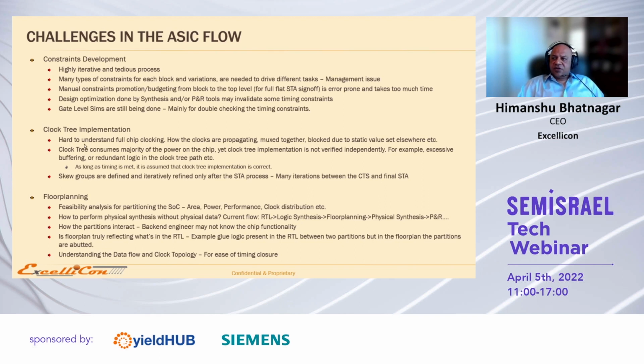Okay, now let's go into the clock tree implementation. In the clock tree implementation, clocks are the heart of your chip, and with complex chips, it's very hard to understand the chip clocking. Generally, as an SOC designer, you draw it out on a piece of paper or use Microsoft Visio or something to draw the clocking diagram. And then you understand how the clocks are propagating, how they're muxed together, whether they're blocked due to a static value or what. So that's a major part of the clock tree design itself. You have to first understand it before doing the implementation of the clock tree.